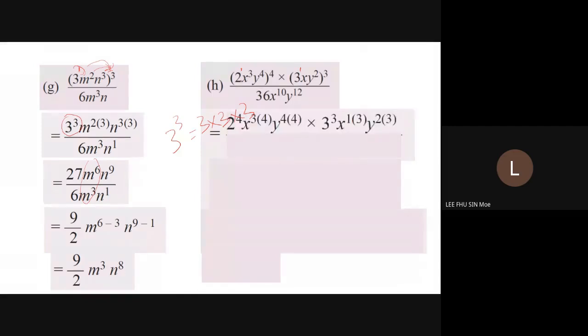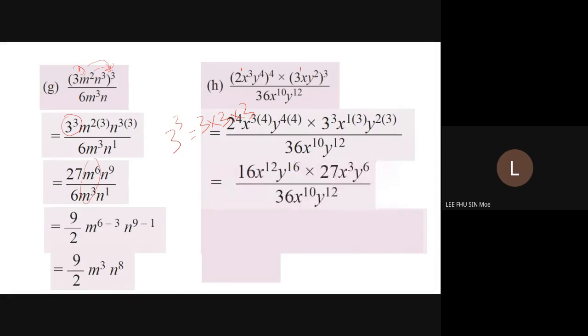2 to the power of 4. Then you just multiply as usual. And then the denominator, you just copy down because it's unchanged. There's no bracket there. Next, 2 to the power 4, you press a calculator, just like the one I showed you just now. 2 to the power 4 is 2 times 2 times 2 times 2, 4 times, not 2 times 4. 2 times 4 is 8, right? 2 to the power 4 is different. 2 to the power 4 is 16.